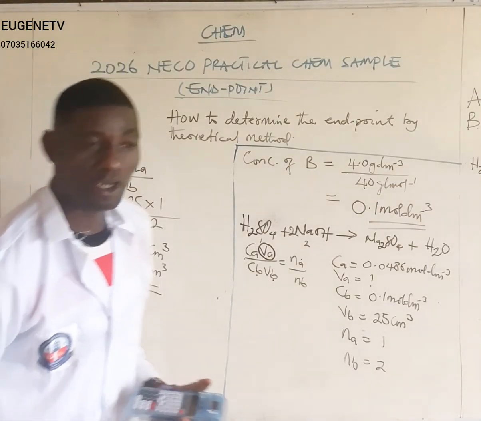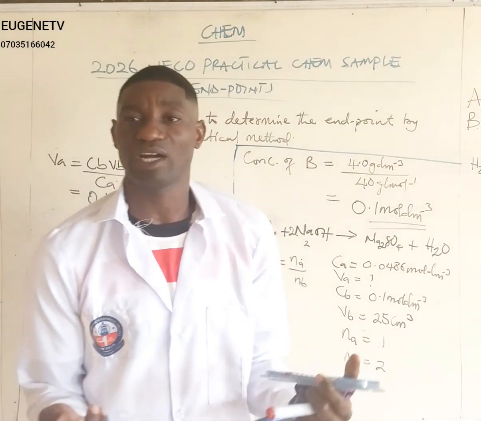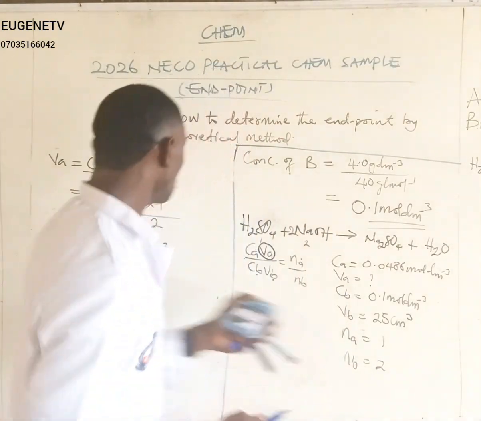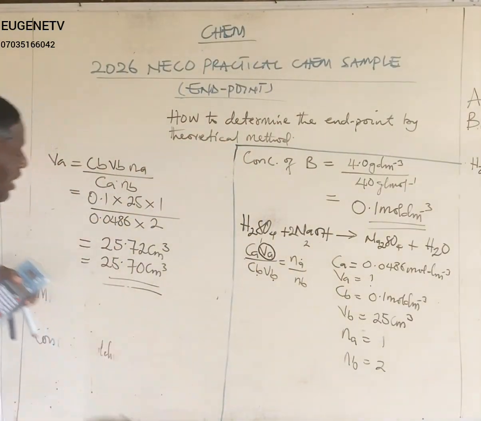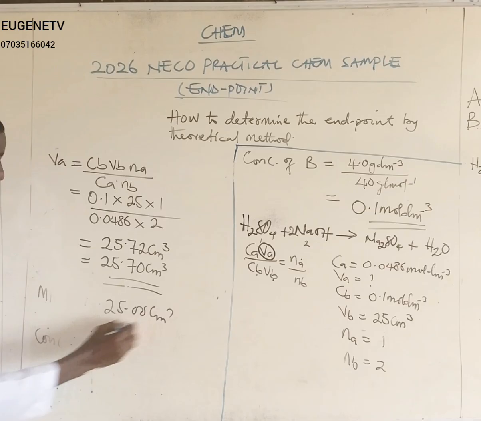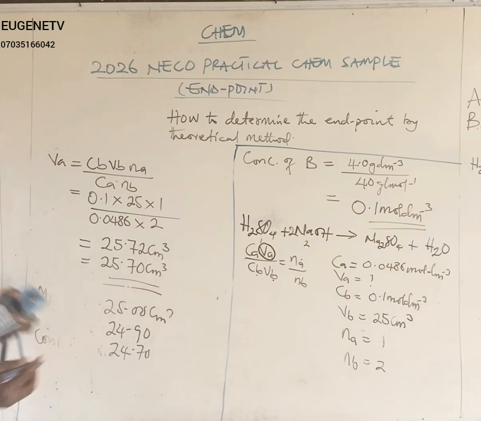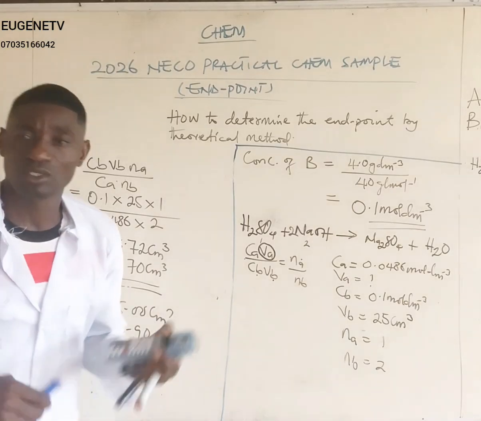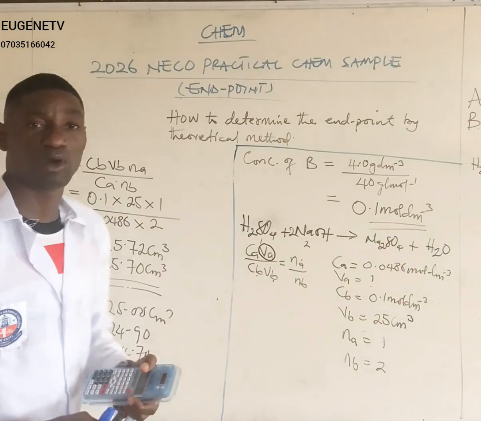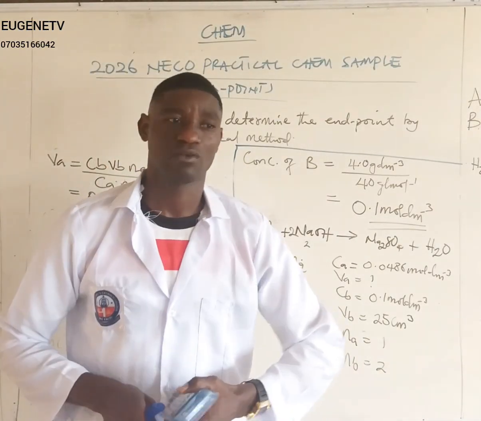Mind you, because of what are called environmental factors, whenever you are performing the practical, the Va will vary. There are situations where some students will do the practical and may end up getting the endpoint to be either 25.00 cm cube or even 24.9 or even 24.5. Let's say 24.7. All of these are still going to fall within the range due to some environmental factors. So this is how we can determine the endpoint of our practical chemistry tomorrow.